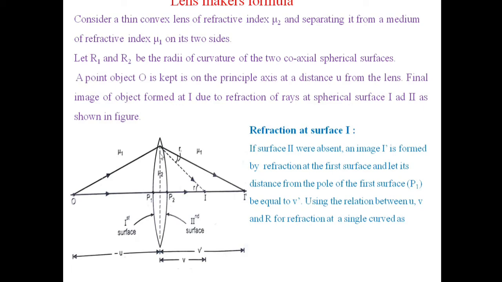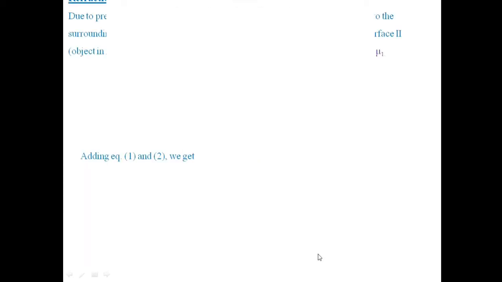Now, refraction at the first surface. If the second surface were absent, an image I dash is formed by the refraction at the first surface, and let its distance from the pole of the first surface be v dash, that is P1 I dash is equal to v dash. Now using the relation between u, v and R at a single curved surface, we can write mu2 upon v dash minus mu1 upon u is equal to mu2 minus mu1 upon R1.